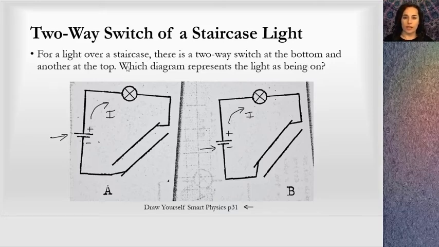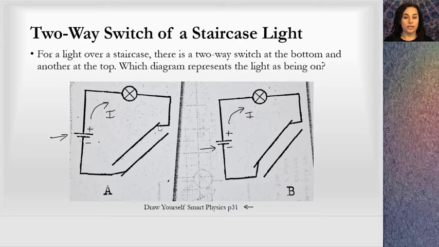So it says for a light over a staircase, there's a two-way switch at the bottom and another at the top. Okay, so I grew up with one of those. There was one at the bottom and one at the top, and you could turn on and off the light regardless of whether you were at the bottom of the stairs or the top of the stairs.